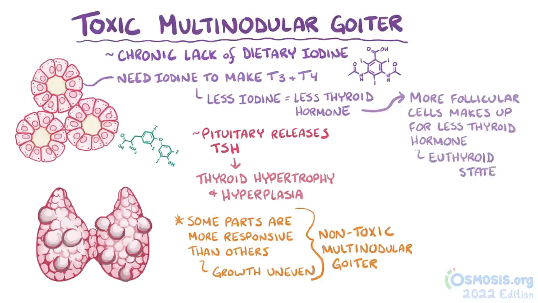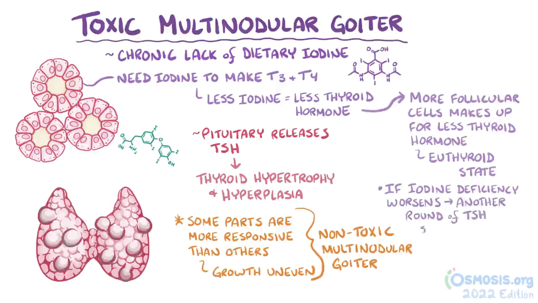At this point, the TSH levels go down even though there's an iodine deficiency. But if that iodine deficiency worsens, there's another round of increased TSH, which stimulates more thyroid growth. Over time, the thyroid gland goes through a ton of cycles of periods of growth and periods of balance.